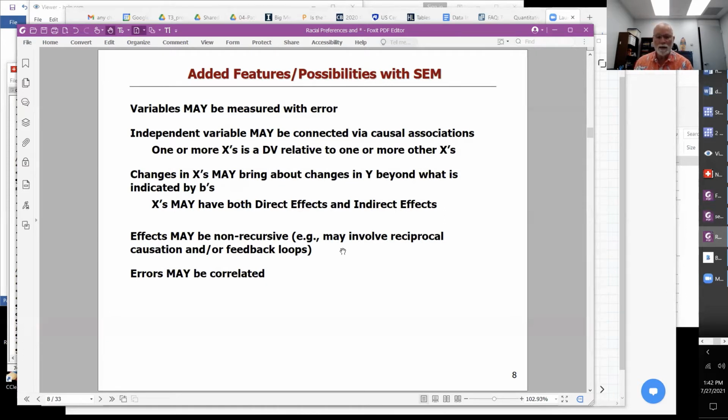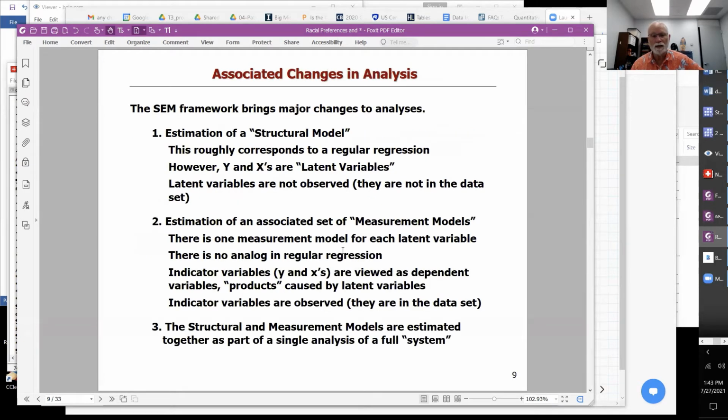The same thing with errors that are correlated in various ways. The SEM approach allows potentially for modeling them in ways that are not possible in the single equation approach. So what is involved? How do we get from single equation to regular regression approaches to the SEM framework?